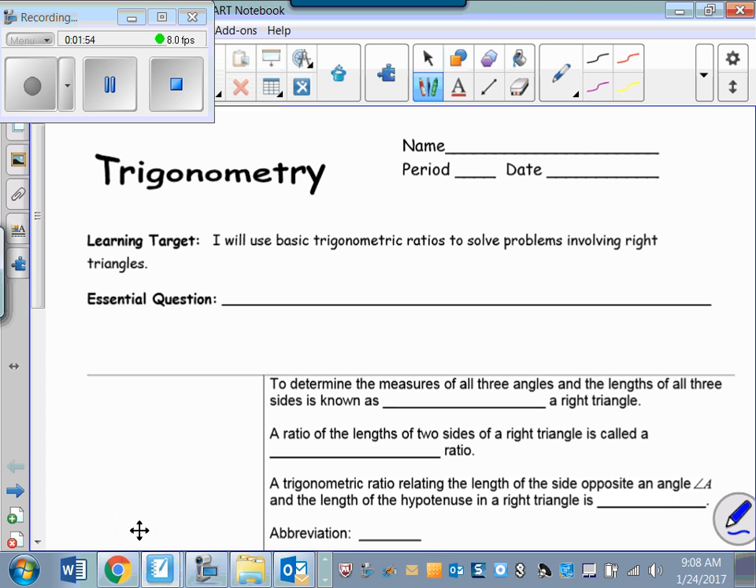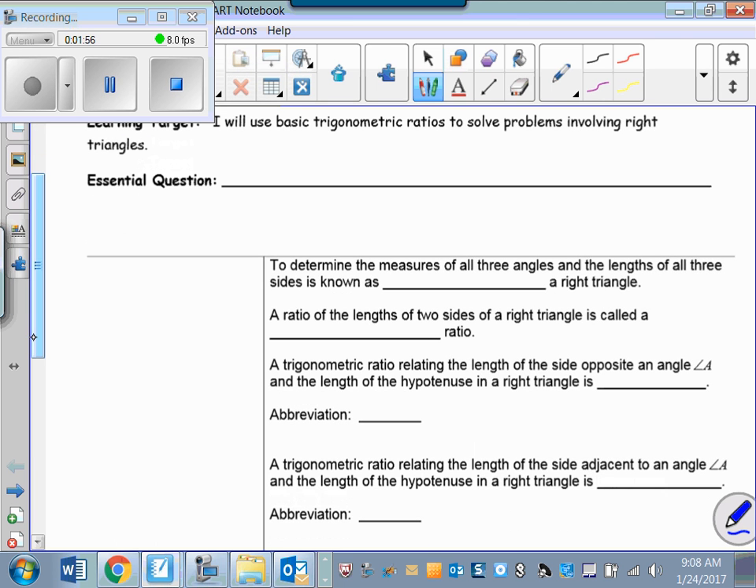Okay, so what does trig even mean? Well, for our purposes, we're just using the ratio of two side lengths of a triangle to determine what the angle measures are of that triangle.